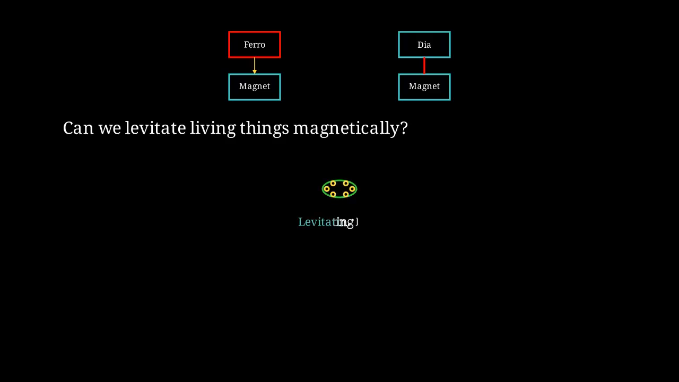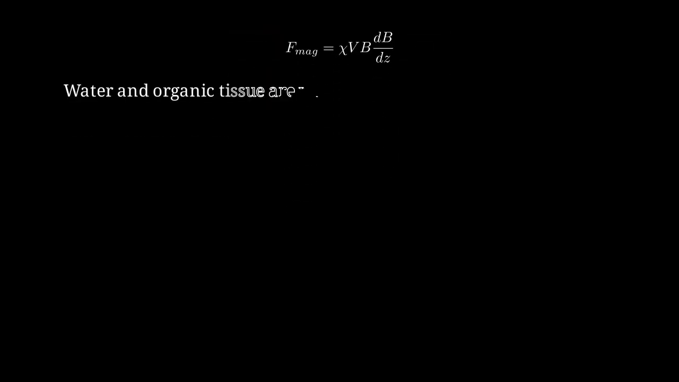In 1997, scientists levitated a live frog using a 16 Tesla magnetic field, demonstrating diamagnetic levitation of biological tissue. The magnetic force equals chi times volume times B times the gradient of B, where chi is magnetic susceptibility. Water and organic tissue are weakly diamagnetic with susceptibility around -9 times 10 to the -6. This small susceptibility means very strong fields are needed for levitation.